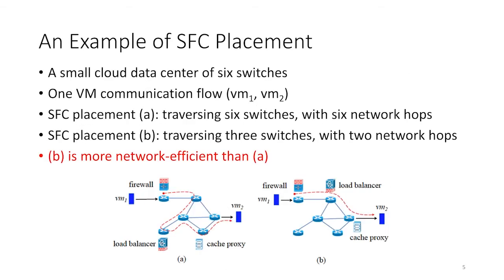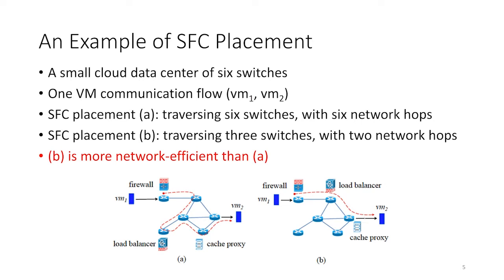So this is an example of SFC placement. We will compare two placements, one that is more network efficient than the other. The bottom images show a small cloud data center with 6 switches. There is one VM communication flow, starting at VM1 and ending at VM2. In image A on the left, we can see that the VM flow has to travel through 6 switches in order to access all 3 VNFs, resulting in 6 network hops. In image B on the right, we can see that the VNF placements have been changed, resulting in only having to traverse 3 switches using 2 network hops.